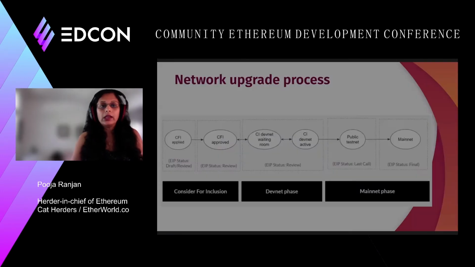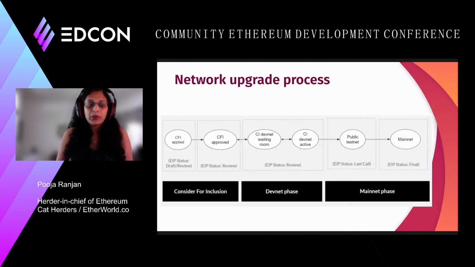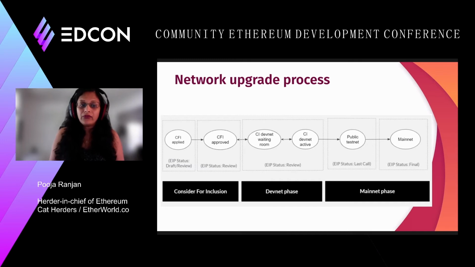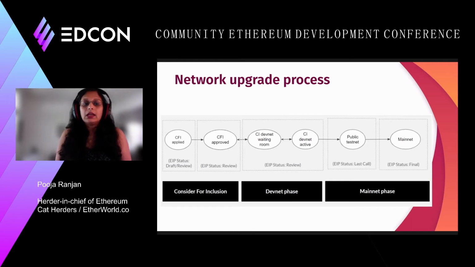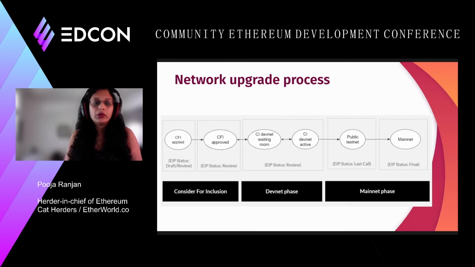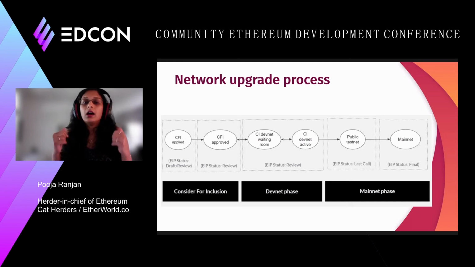Let's talk about the network upgrade process. It is basically divided into three phases. Consider for inclusion is when an author starts talking about their proposal and checks if it is worth putting onto the mainnet. It is brought to the community and to the client development team. And if it is ready, then we put it onto the client's DevNet, which is a testnet for client implementers' teams only.